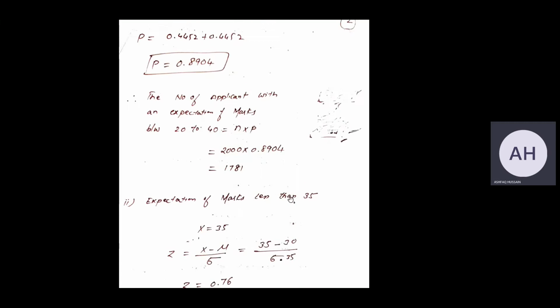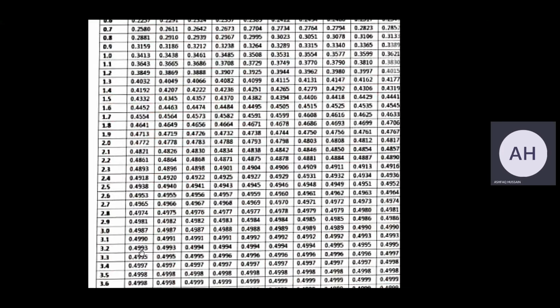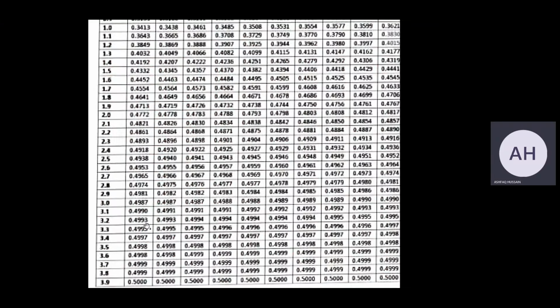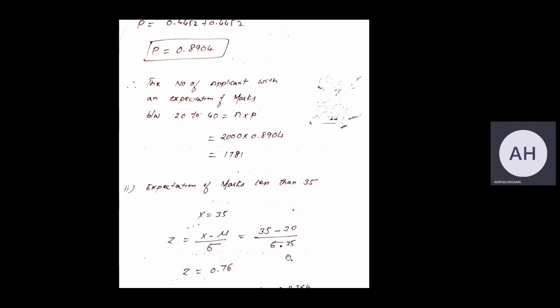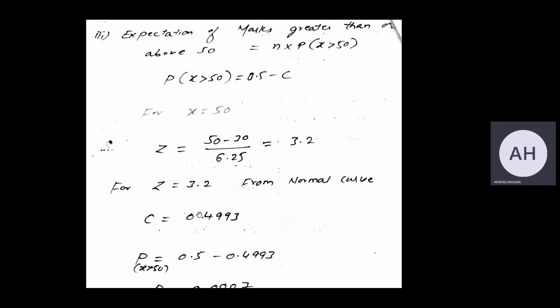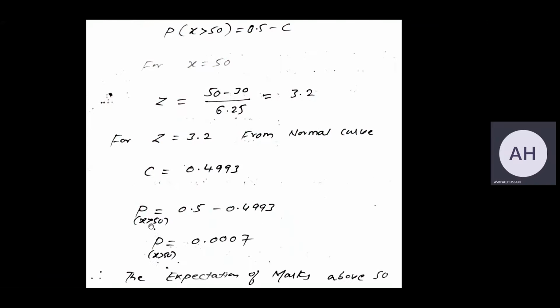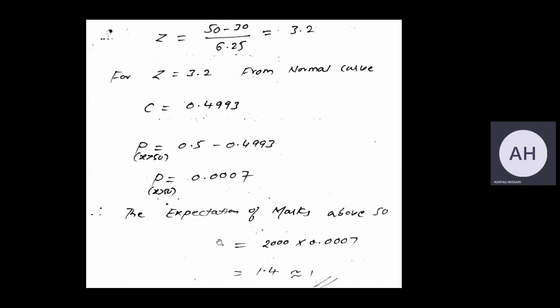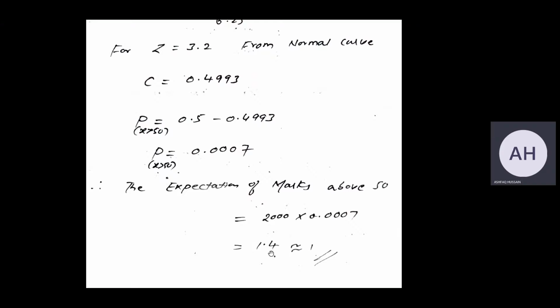Now I'll go back to the chart. So 3.2. So again, starting we will take 0.4993. So the C value is 0.4993 for z equal to 3.2. So now the probability of x greater than 50 is 0.5 minus 0.4993. Now the expectation of marks above 50 can be obtained by multiplying this probability with the number of students. So if you multiply, you'll get the answer of 1.4.